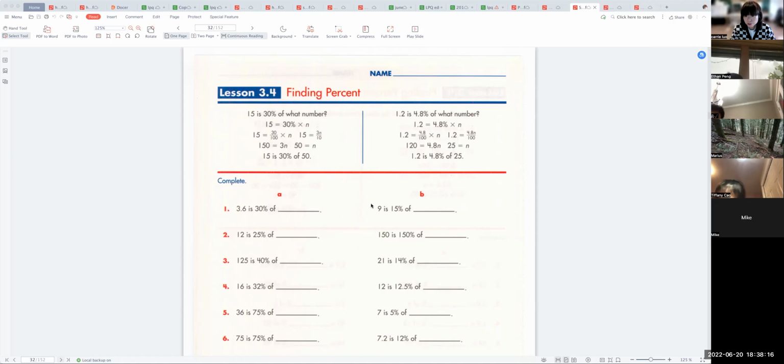Okay, so I'm going to start to do that, okay? So the first question, and I'm going to call Ethan. Ethan, are you ready for the first one? Can you give me the equation? 9 equals 15% times x. Very good. So x equals what?